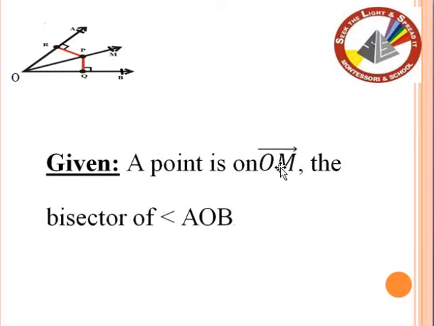A point P is on OM, and OM is the bisector of angle AOB. So we have written a statement: a point P is on OM, OM is a ray, and OM is also the bisector of angle AOB. This line segment with an arrowhead shows that OM is a ray.